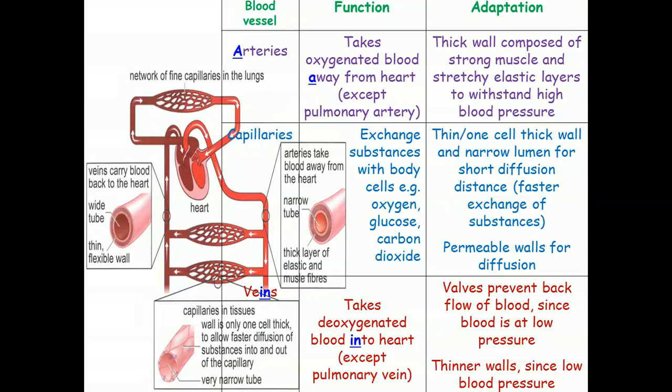And if the substances are going to diffuse in and out, those walls have to be permeable for diffusion. So capillaries have walls that are permeable, which allow the substances to diffuse in and out. So that's another adaptation that they have.